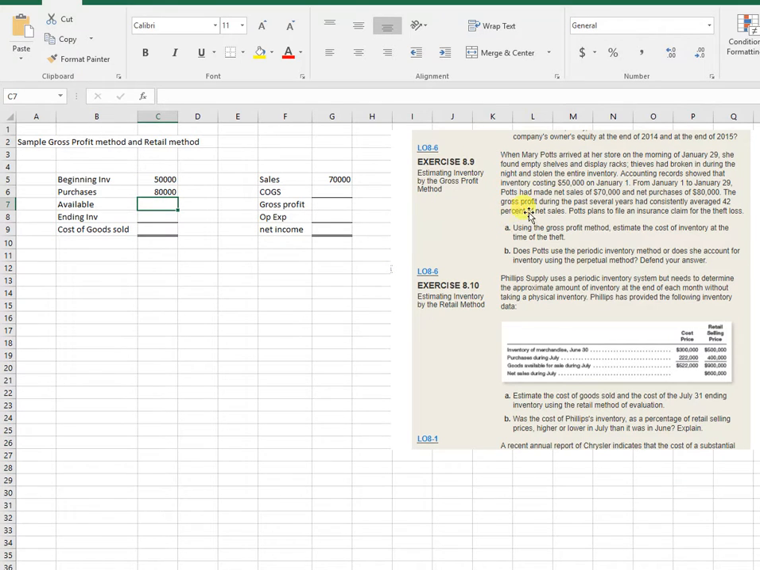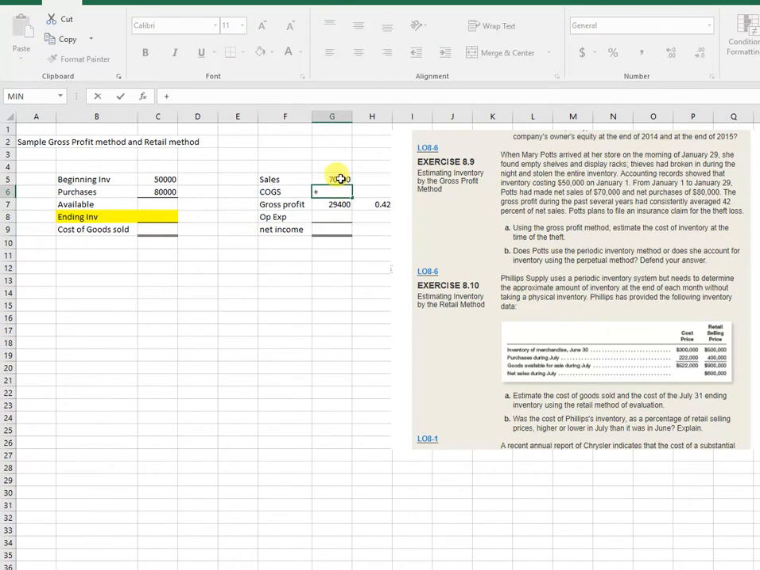Okay, the gross profit during the past several years had consistently averaged 42% of net sales, so this is 42% of sales. Okay, plans to file insurance claims. So this is a method that insurance companies actually use to estimate your ending inventory. So what I want is this right there, my ending inventory, to figure out how much it is. So I know that my gross profit is 42% of sales. So sales times 0.42 is 29.4.